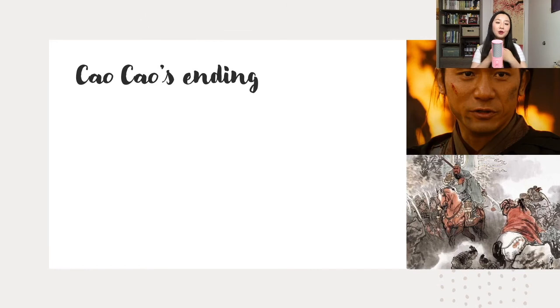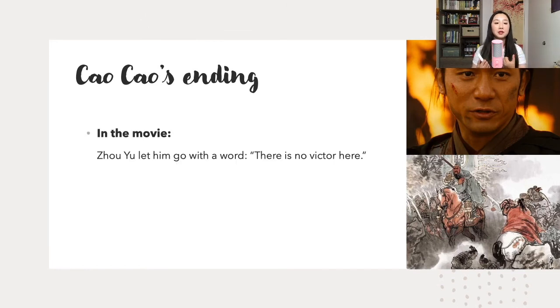Lastly, Cao Cao's ending also varies from the movie to the novel. So in the movie, if you still remember, Zhou Yu, after defeating Cao Cao's army, after actually killing the majority of his army and catching Cao Cao, he let him go and said, "There's no victor here." Because if you still remember that situation, Sun Shangxiang, that is Sun Quan's sister, goes back to the battlefield and meets one of her old friends, and that old friend is killed by the Wu army. So actually both parties suffer a great loss. So Zhou Yu let him go, said, "Go back to where you come from, because there's no victor here. We are not going to celebrate, and we are not going to kill you."